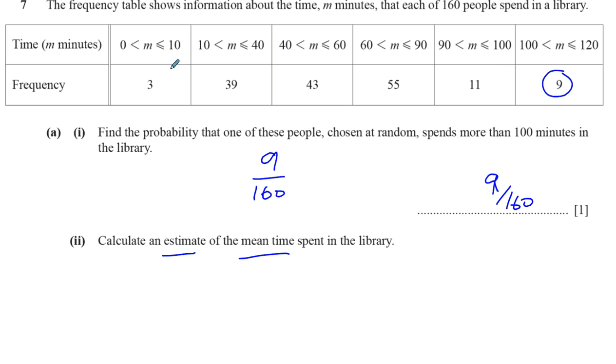But we don't know what the sum of all the data items is, so we have to do what's called an estimate. To estimate, we have to find the mid-interval value, which is halfway between each of the groups. For example, these 3 people spent between 0 and 10 minutes, we say they spent 5 minutes, halfway between them. 39 people spent between 10 and 40 minutes, so halfway between 10 and 40. If you're not sure, you add them together, that gives you 50, divided by 2, which is 25. Halfway between 40 and 60 is 50. Halfway between 60 and 90, add them together, you get 150, divided by 2 is 75. Halfway between 90 and 100, that's 190 divided by 2, which is 95.